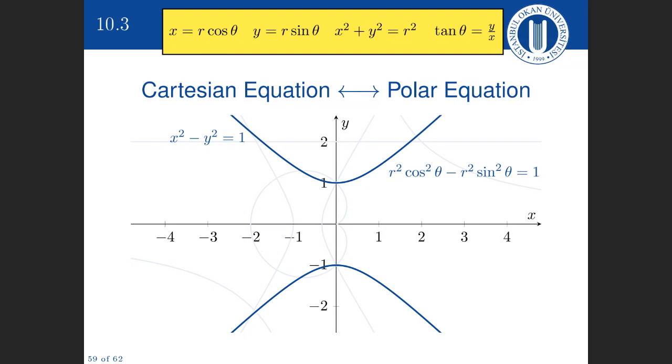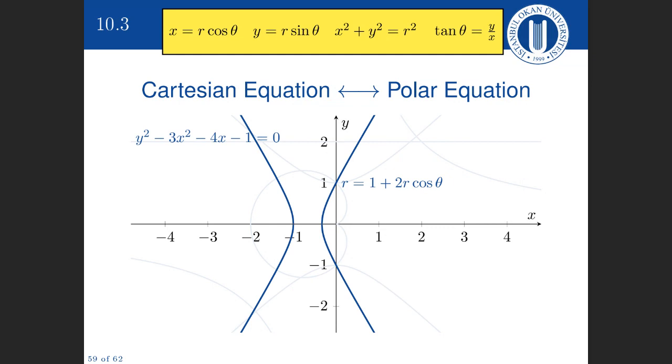This is the curve x squared minus y squared is equal to 1. This is a hyperbola. Using the equations at the top, we can see that this is the same as r squared cos squared theta minus r squared sine squared theta is equal to 1. So far, these equations have all been easier using Cartesian coordinates, but that's not always the case.